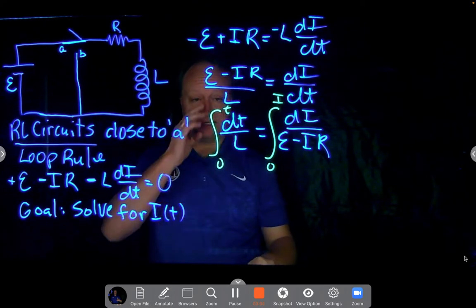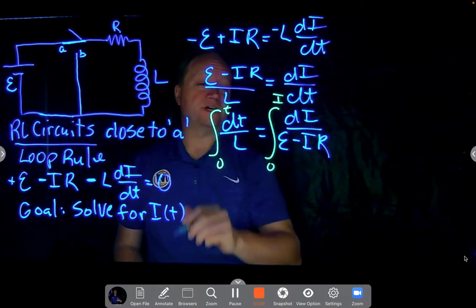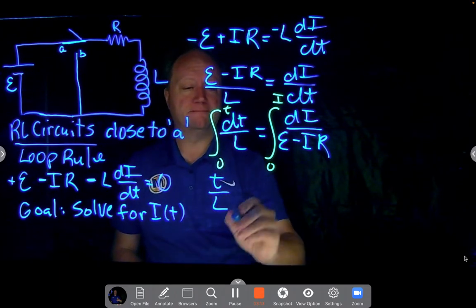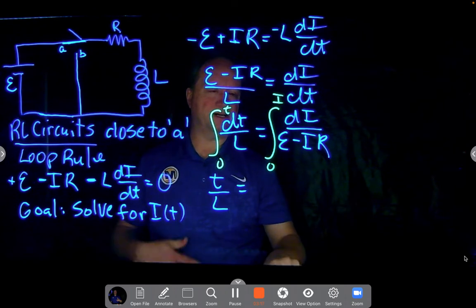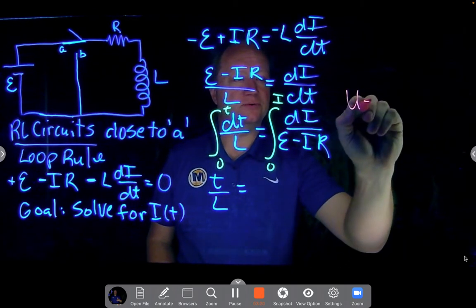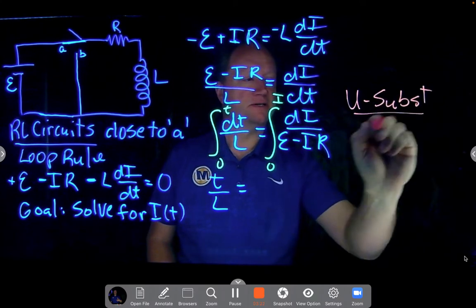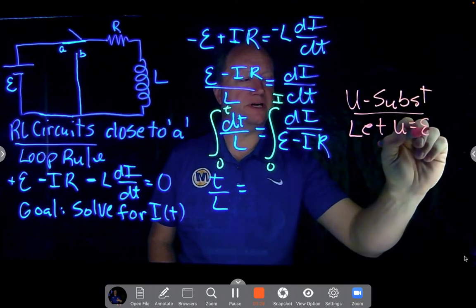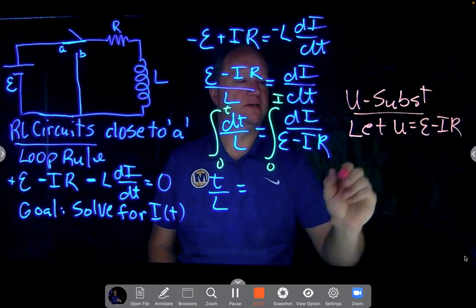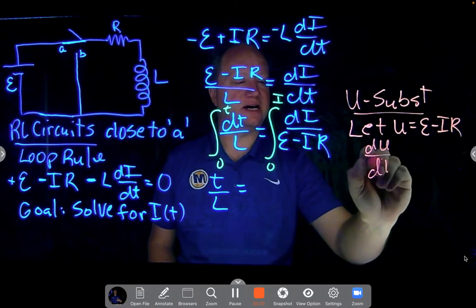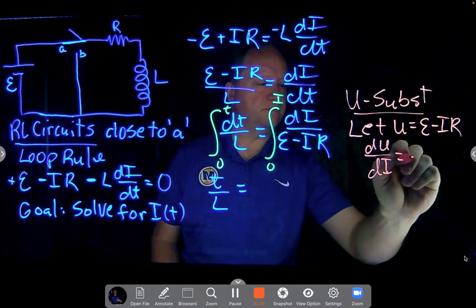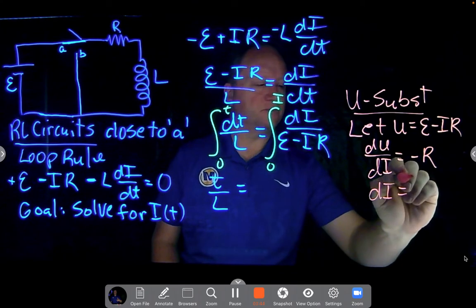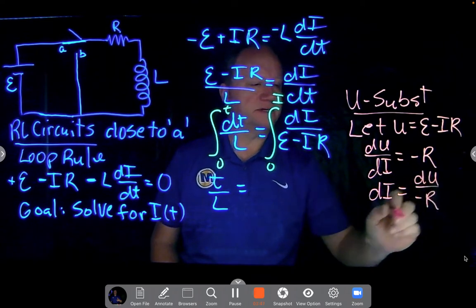Now, the left side is easy to integrate. L is a constant, it pulls out. You're integrating dt, so on the left side you get t over L. On the right side, to be able to integrate this, we're going to need to integrate by u substitution. So by u sub, I'm going to let u be equal to EMF minus I times R. Then du/di, the derivative here, would be negative R, and if I solve down for di, then di would be du over negative R.